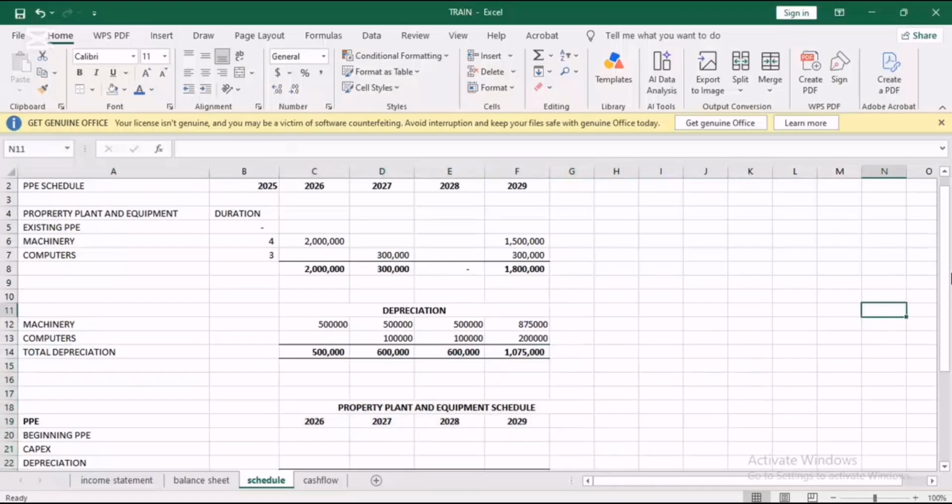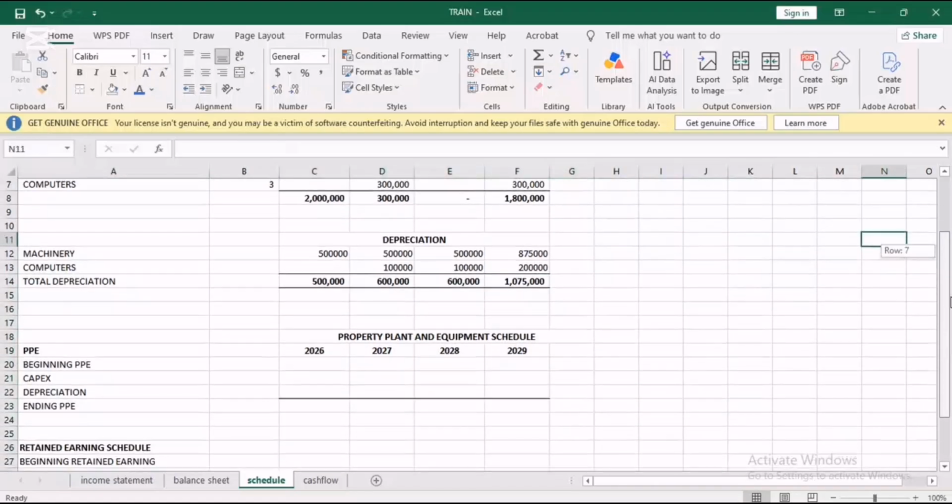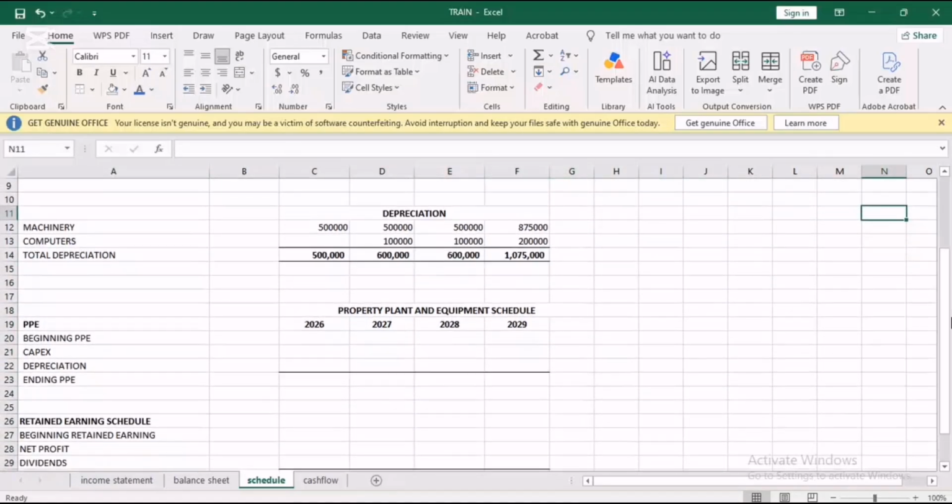Right up. So the next on the schedule is the property, plant and equipment. That is the PPE schedule. So how do we do that? First of all, you can see the narration we have over here, the beginning PPE. That is if there was any item at the end of the period of 2025, it will be a beginning PPE here, but we have nothing. So it implies that in 2026, there was no beginning PPE.